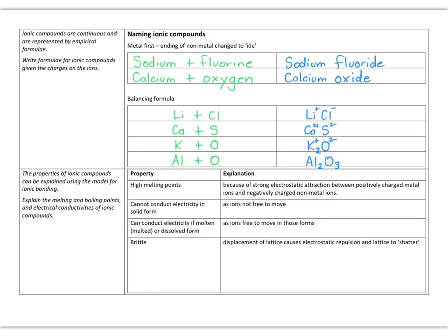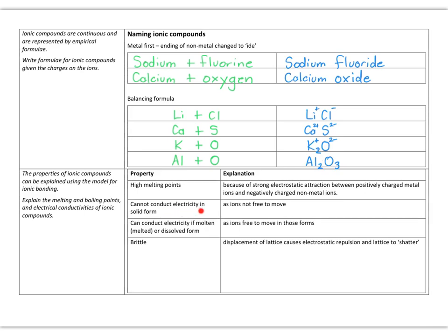Now, let's just talk finally about the properties of ionic compounds and how it is explained by the bonding model. So they tend to have very high melting points, and that's because of the strong electrostatic attraction between the positively charged metal ions and the negatively charged metal ions. We saw that in the previous slide in that diagram of the lattice. So it's a bit like the metals, that lattice of positive and negative charges holds everything together really strongly.